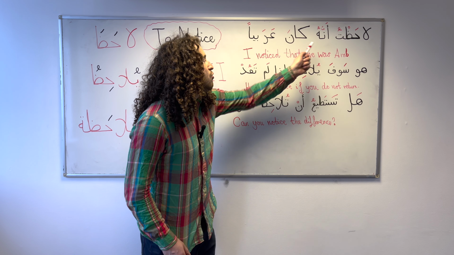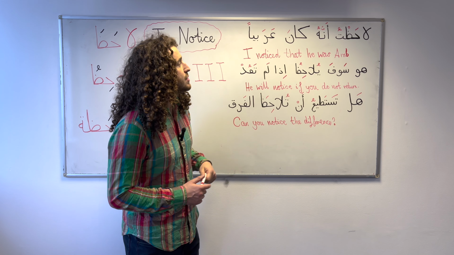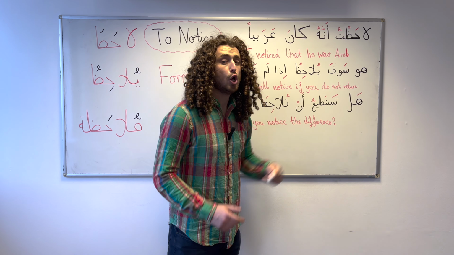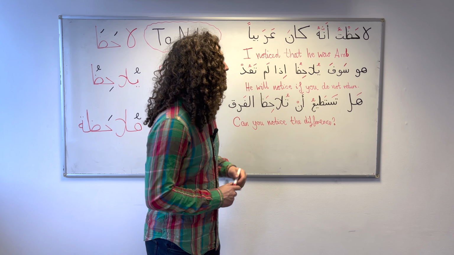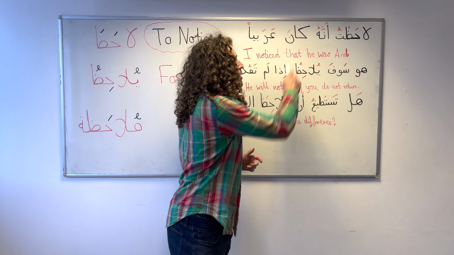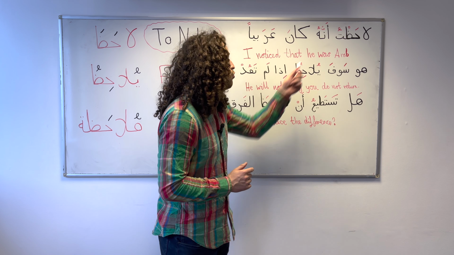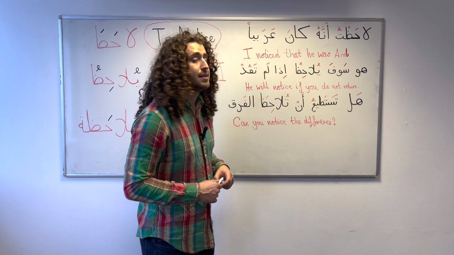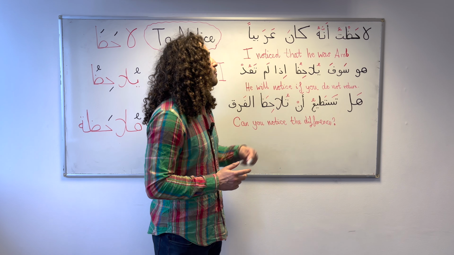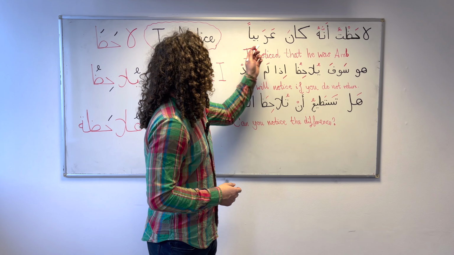لاحظت أنه كان عربيا. I noticed that he was Arab. So let's break this down. So لاحظت is I noticed. أن is that. أنه is that he. So that's أن and هو together is أنه. كان is he was, is to be in Arabic. He was. كان عربي is Arab, or like the adjective, he is Arab.